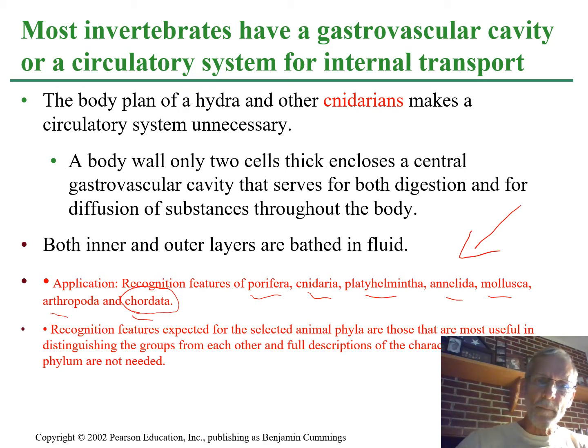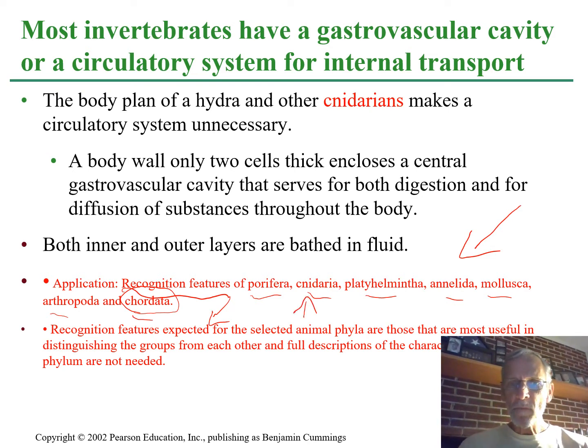But recognition features of those, and then recognition features expected for the selected animal phyla. Those are those that are most useful in distinguishing the groups from each other. Full descriptions are not needed. I wish they would have given us a list, right? Instead of that very vague, the most useful, because that's kind of subjective. But anyway, I'm going to give it a shot.